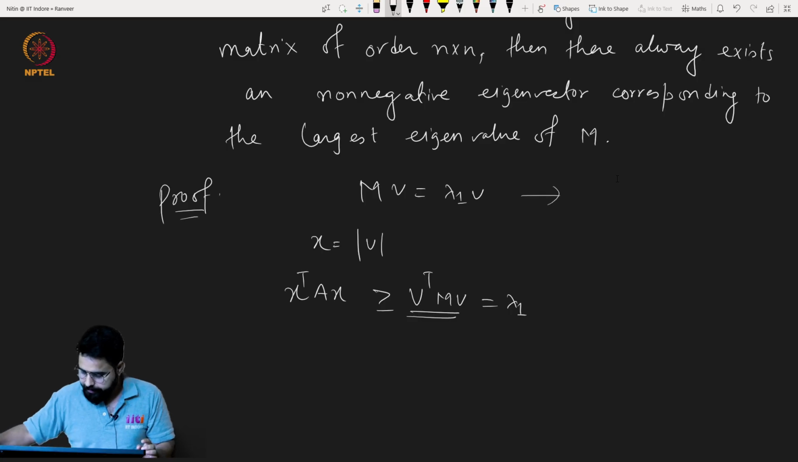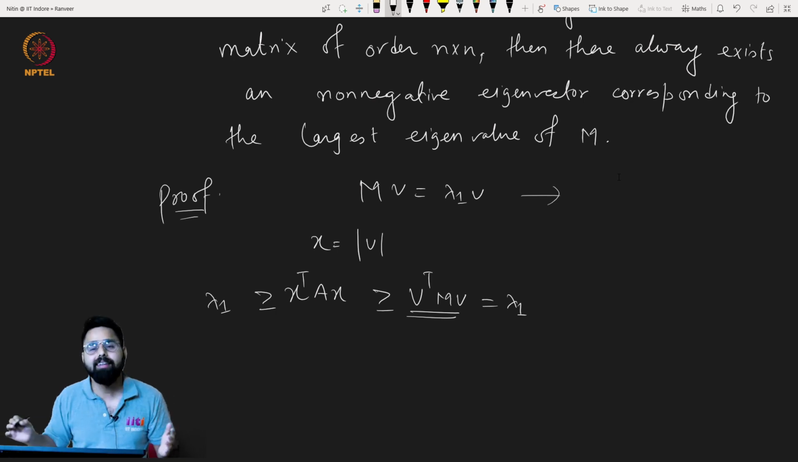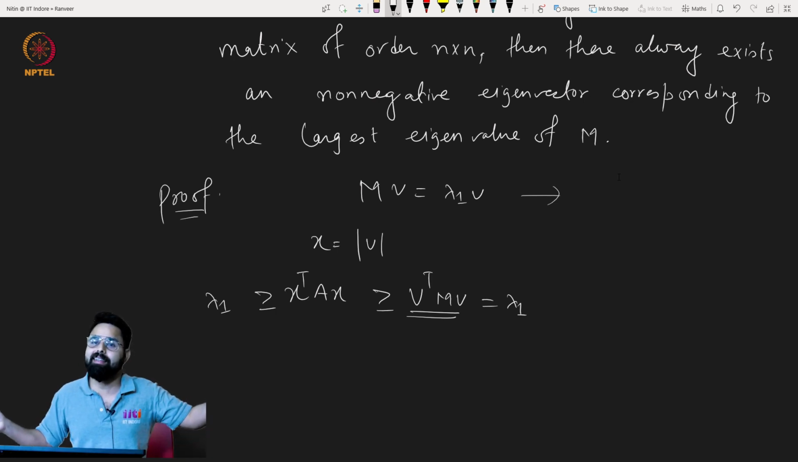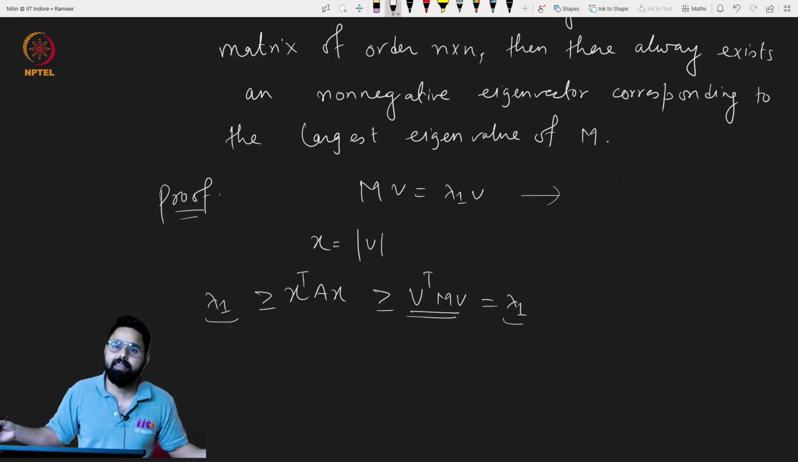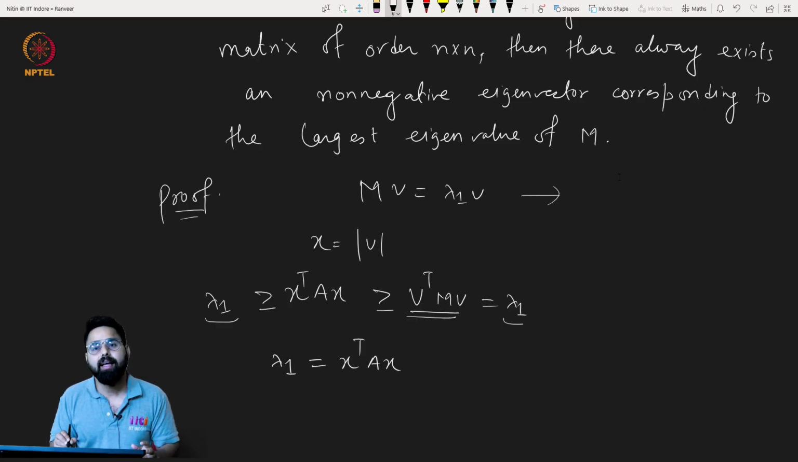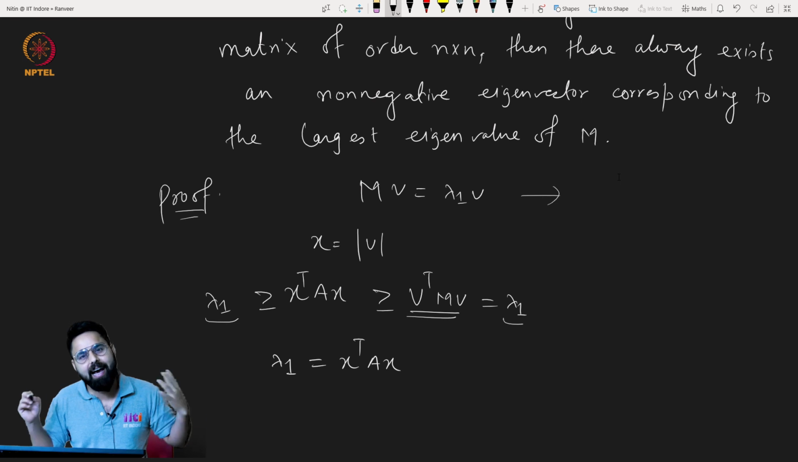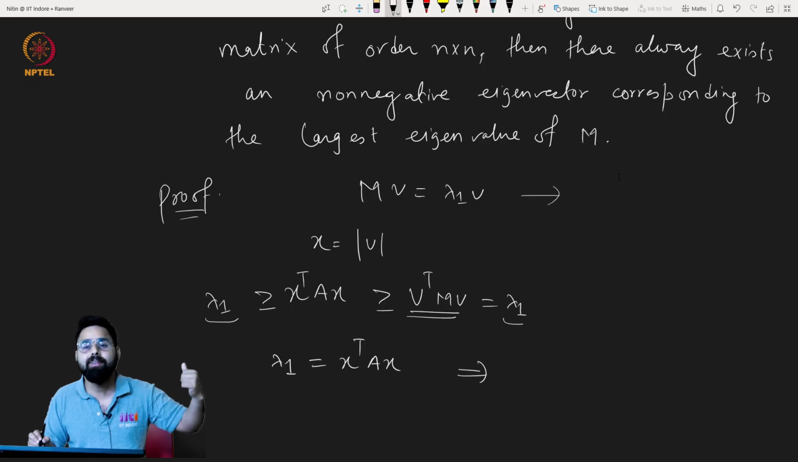Now if you see carefully, lambda 1 is always greater than or equal to this quantity x transpose A x over all possible x. We have seen this earlier, I think one or two lectures before. But since on both sides there is equality, everywhere there has to be equality. That means lambda 1 is indeed equal to x transpose A x.